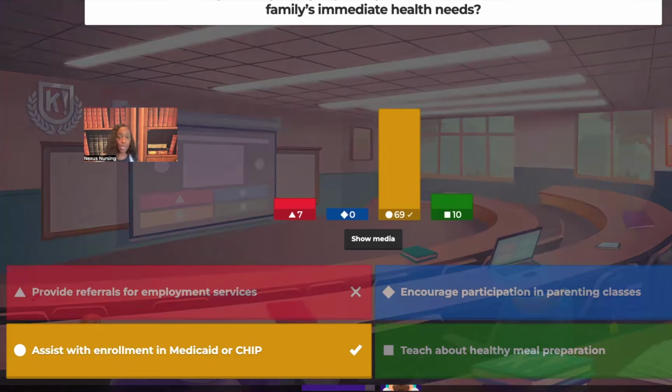Okay. I saw a lot of yellows and a lot of green on the live. So yellow's the correct answer. You're going to assist with enrollment, Medicaid, or CHIP. We'll talk about that in a second, but I want to look at the wrong answer that a lot of you guys on the live went with. What is green? Teach about.